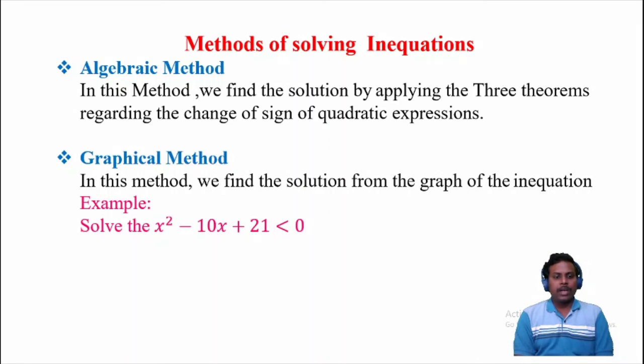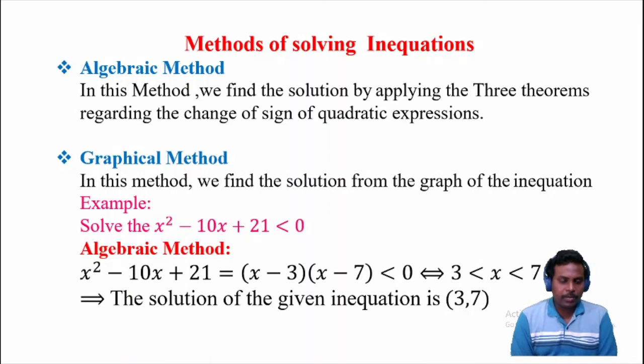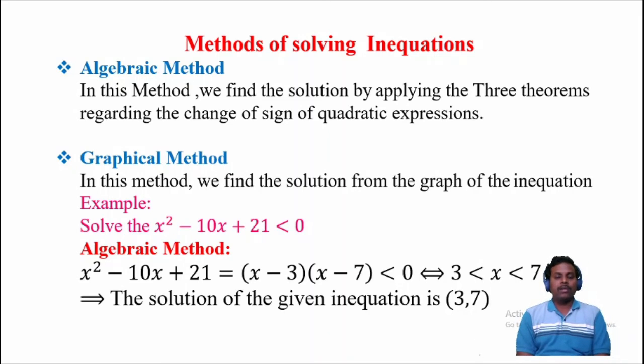Let us solve one example in both the algebraic method and the graphical method: solve x square minus 10x plus 21 less than 0. In the algebraic method, if you look at the factors, 7 and 3 are the factors. So the expression can be factorized as x minus 3 into x minus 7 less than 0. We have seen a result that x minus alpha into x minus beta is less than 0 if and only if x belongs to the interval alpha to beta. If you apply that result, the solution of the given quadratic inequation is the interval 3 to 7. Now we'll see the graphical method of solving the same inequation.